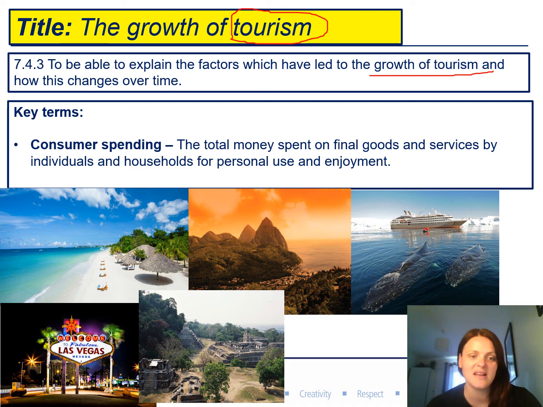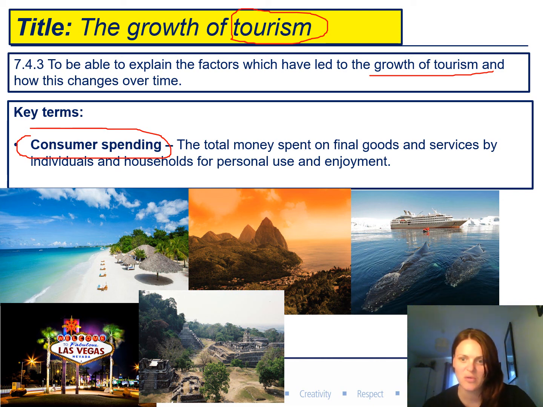The key term for this lesson is called consumer spending. So this means the total money spent on final goods and services by individuals and households for personal use and enjoyment. So basically it means how much money do you spend on things that aren't essential, for things like your movie subscriptions or your takeaways or going out to the theatre or the cinema or anything like that. What do you spend your money on for fun? All right, pause the video and we move on.